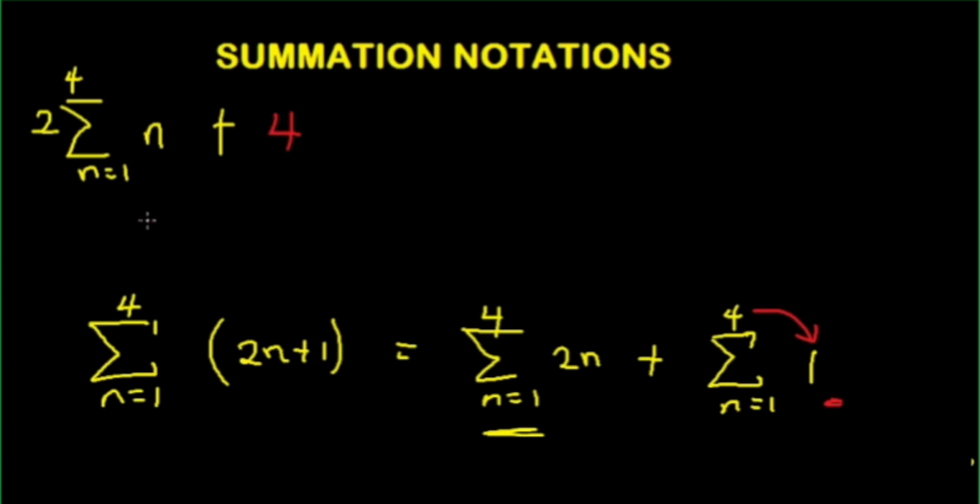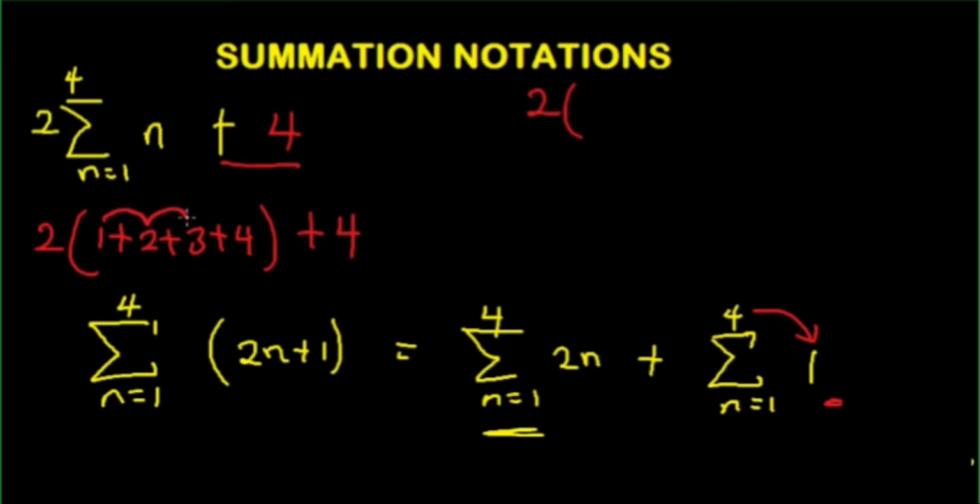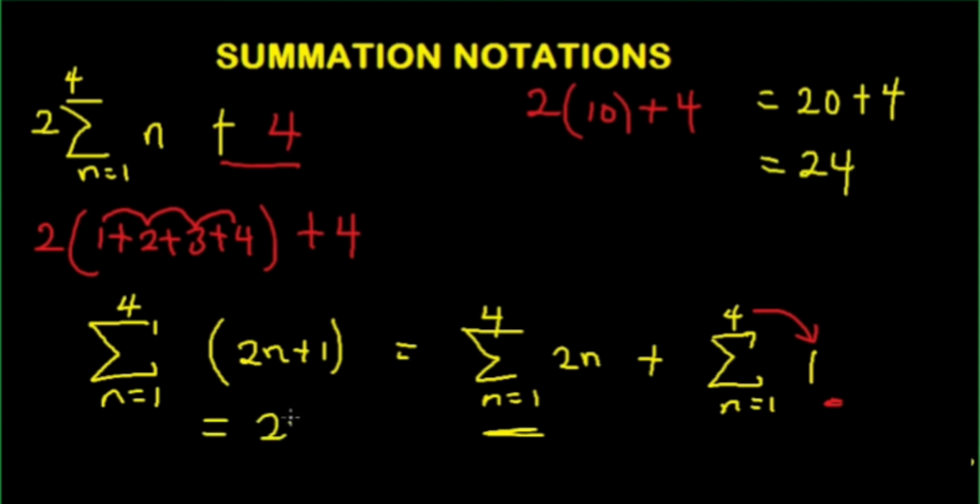Then you can do this to be 2 into the brackets 1 plus 2 plus 3 plus 4, because it's stopping at 4. Then plus this 4 here. So 1 plus 2 is 3, 3 plus 3 is 6, 6 plus 4 is 10. So I have 2 times 10 plus 4. That will be 20 plus 4, and that will be 24. So the whole of this one is 24. Very simple.